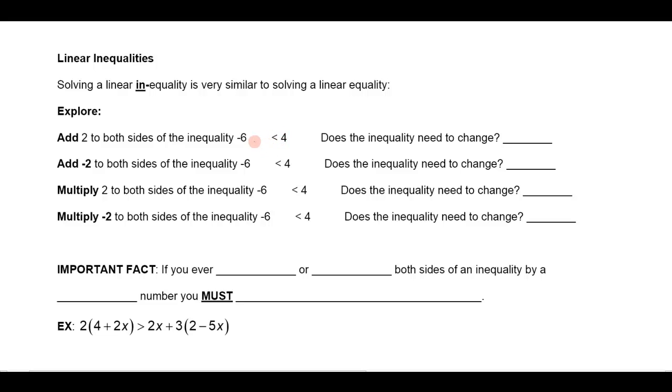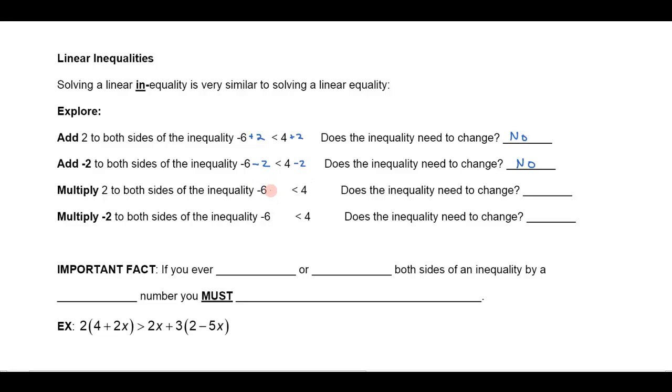on the number line. And if I were to add 2 to both sides of this inequality, I'd get negative 4 on this side, and I'd get 6 on this side, and negative 4 is still less than 6, right? So the inequality does not need to change. If I were to add a negative 2 to both sides, subtract 2 from both sides, I'd get negative 8 on this side, and I get 2 on this side, and negative 8 is still smaller than 2. So the inequality is correct. It hasn't affected that at all.